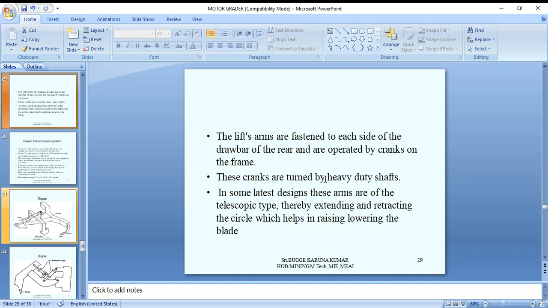The lift arms are fastened to each side of the drawbar at the rear end and are operated by cranks on the frame. These cranks are turned by heavy duty shafts. In some latest designs, these arms are of the telescopic type, thereby extending and retracting the circle, which helps in raising and lowering the blade. So this is one advantage of these lifting arms. Most of the lifting arms and side moving arms are hydraulically operated from the operator cabin.